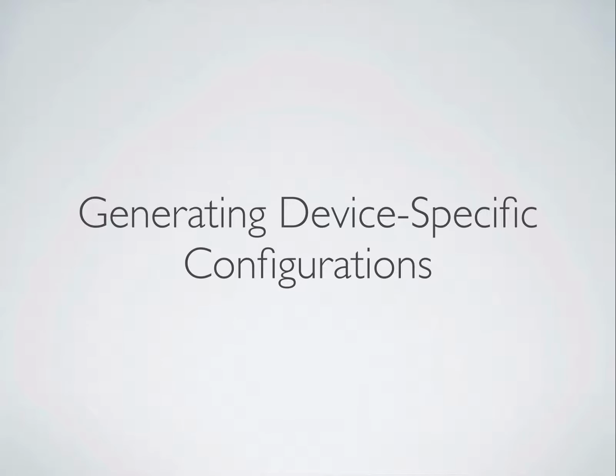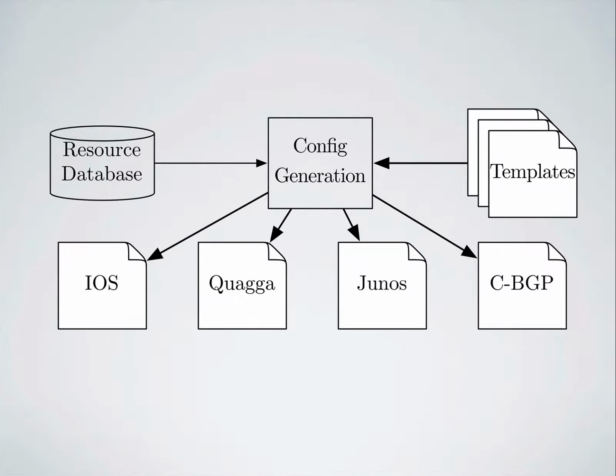The next step after the abstract network model has been used to create the network topologies is to generate the device configurations. The resource database is the output of the compiler, which maps the high-level network models into the resource database. This is in the specific device semantic format. The configuration generation step takes the resource database and uses templates. These templates contain placeholders that resource database attributes can be mapped into. The output is then configuration in the appropriate format, using both the semantics of the resource database and the syntax of the templates.